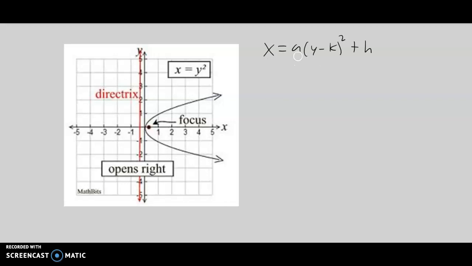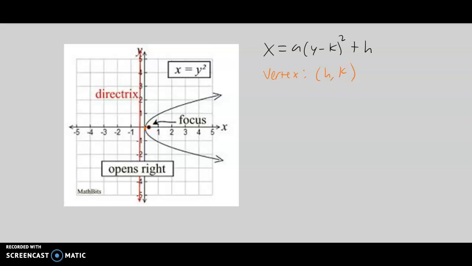And so we can still use this to find the coordinates of our focus and our directrix for a sideways parabola. So let's first look at our vertex, which we haven't discussed yet. So the vertex of this parabola is still going to lie at the point h comma k. So we've still got our same vertex at h comma k. Remember, they've switched places, but that's still the coordinates of our vertex.